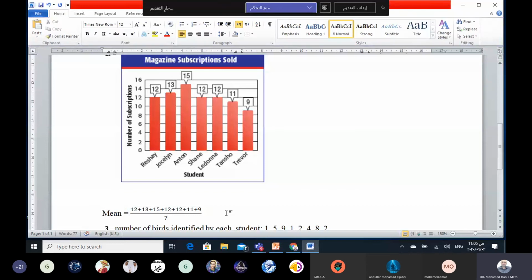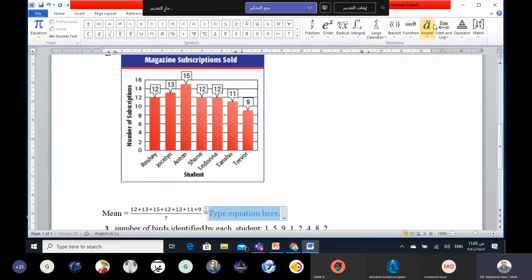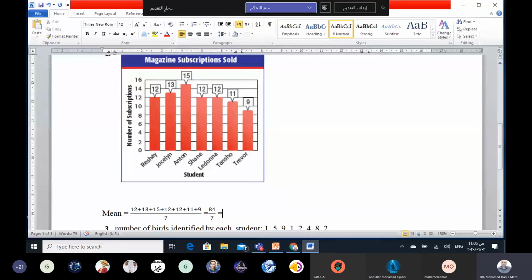If I add here 12 plus 13 plus 15, plus 12 plus 12 plus 11 plus 9, it will be 84. So I can write now 84 divided by 7 will be 12. No remainder, this is a whole number. So the mean here will be 12.